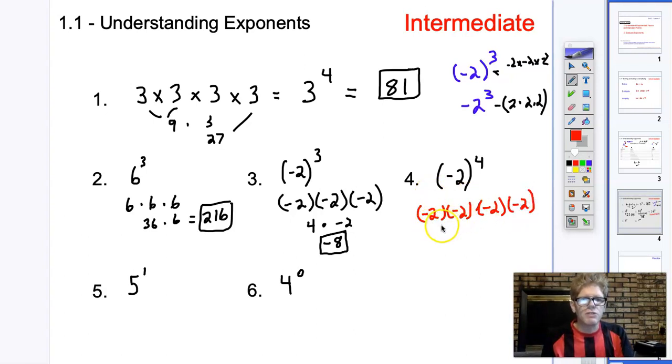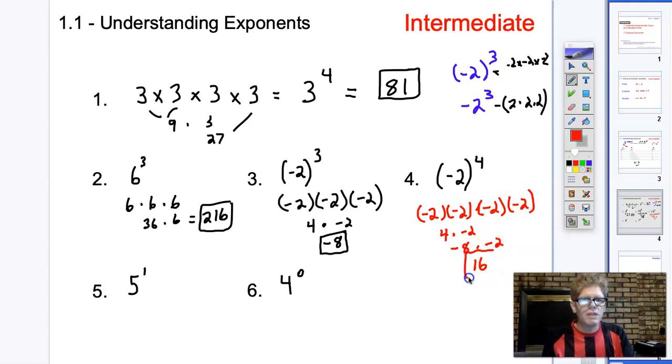Negative 2 times negative 2. 2 negatives give us a positive when we multiply. Then we're going to multiply that by a negative 2 right here. That's going to give us a negative 8. But then we're going to multiply that by the final negative 2. That has 2 negatives. That will give us a positive 16.